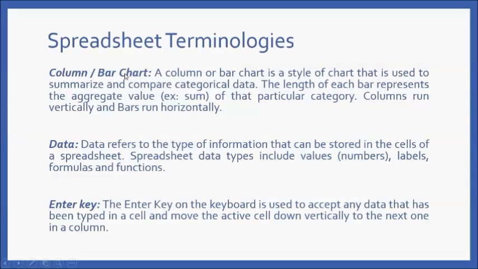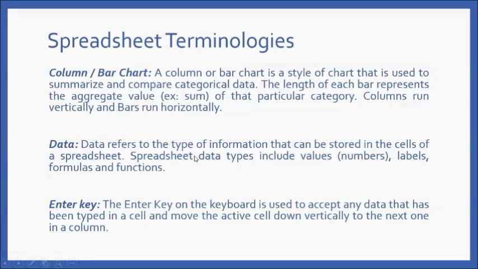Column or bar chart. A column or bar chart is a style of chart that is used to summarize and compare categorical data. The length of each bar represents the aggregate value of that particular category. Columns run vertically and bars run horizontally.